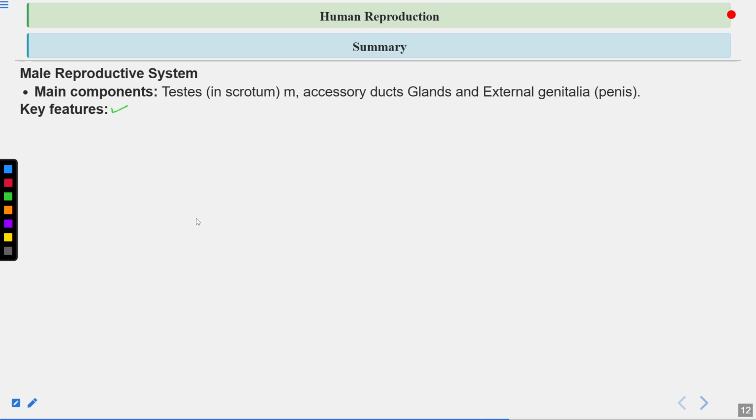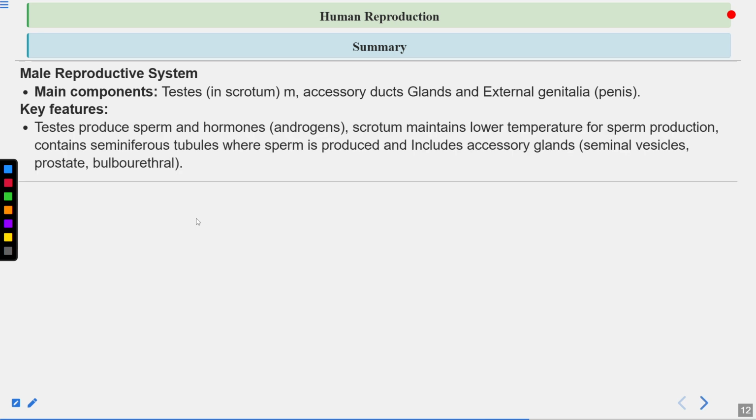Then what are the key features of the male reproductive system? The testes, which are primary sex organs, produce sperm as well as the hormones. That's why they are known as the primary sex organ. These hormones are male hormones known as the androgens, basically testosterone. The scrotum maintains lower temperatures for sperm production.